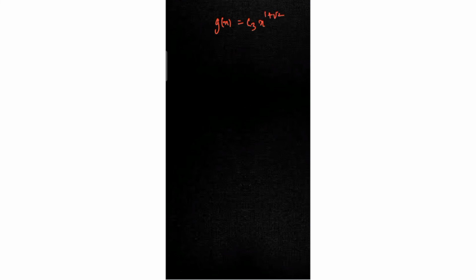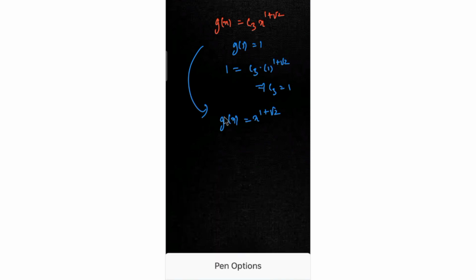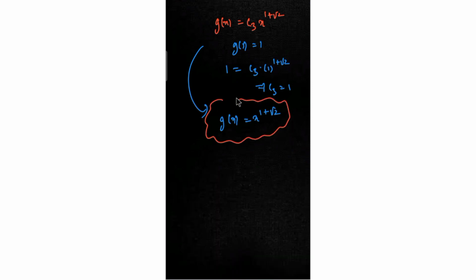Now we are given another condition, that is g of 1 is equal to 1. So I'll just substitute that. So 1 is equal to c3 into 1 power 1 plus root 2, so we get the value of c3 to be 1. Putting that here, we get g of x to be x power 1 plus root 2 as our function. So this is my value of the function, g of x is equal to x power 1 plus root 2.